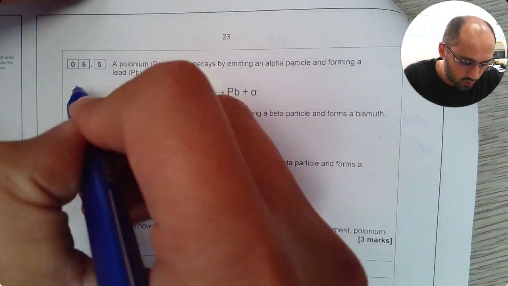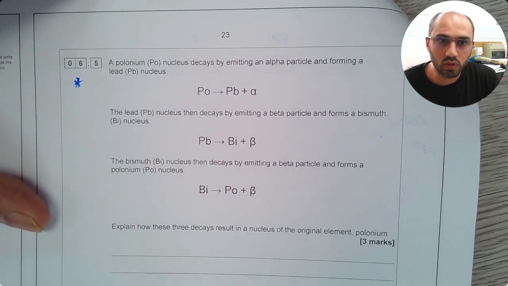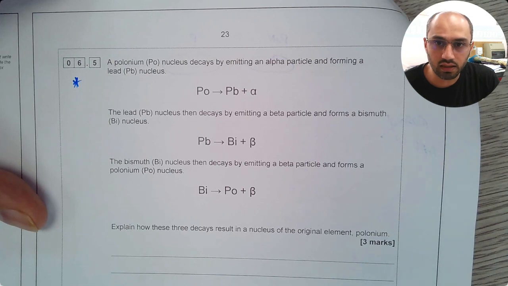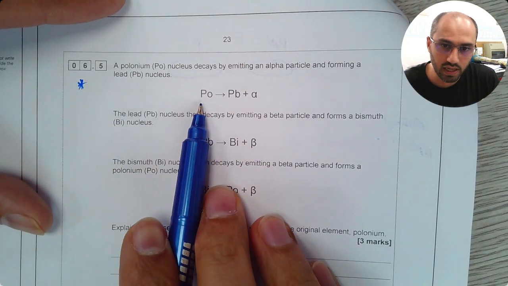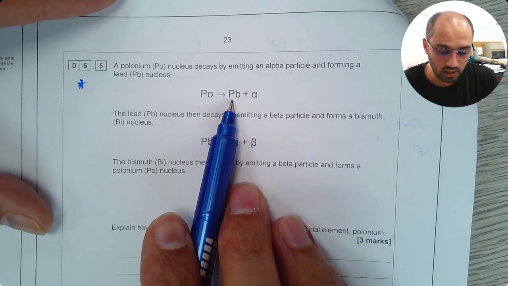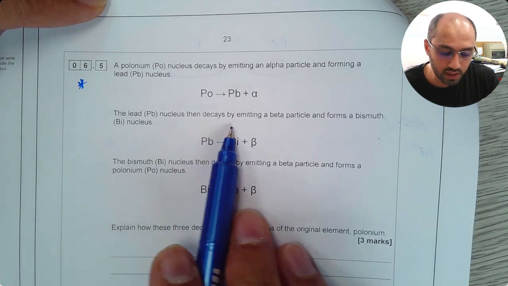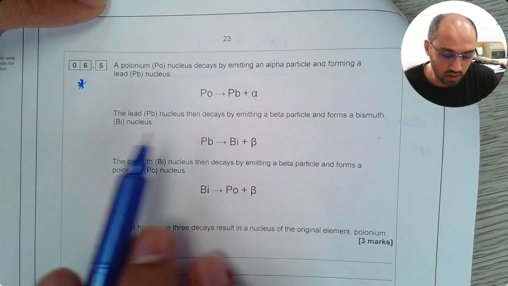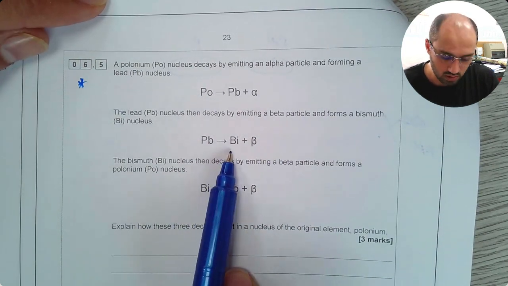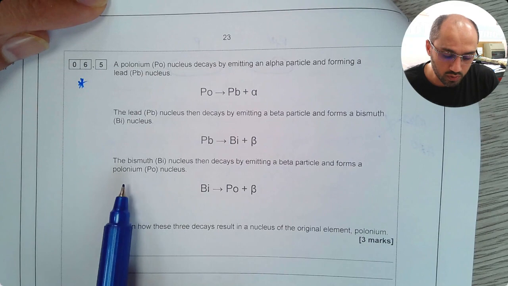Next part, this is an important question, so I recommend that you put a star on your worksheet. A polonium Po nucleus decays by emitting an alpha particle and forming a lead Pb nucleus. So in this case, what has happened? Polonium has changed into lead. Now why did it change into a new element? It's not because decay has taken place, it is because the proton number has changed. The lead nucleus then decays by emitting a beta particle and forms a bismuth nucleus. Then this nucleus decays by emitting a beta particle and forms a polonium nucleus.